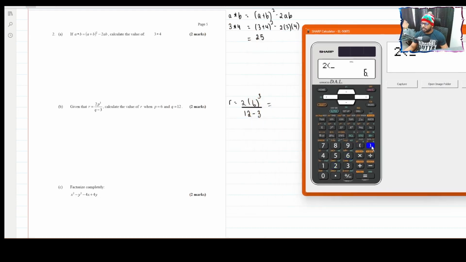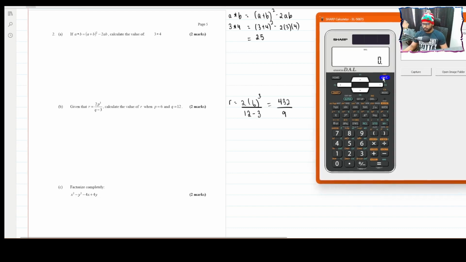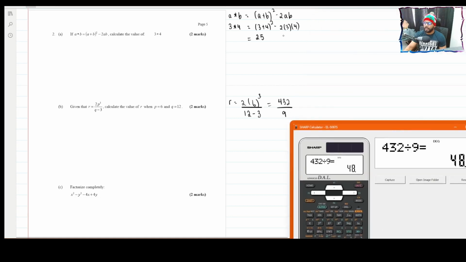2 into 6 cubed, my numerator is 432. And I know my denominator is 9. I know that for sure. But if students do this, 2 into 6 cubed divided by 12 take away 3, again 33 as my answer, if I plug it in my calculator exactly as I see it on the question. However, 432 divided by 9 is 48. So please be mindful of that little mistake you can make.